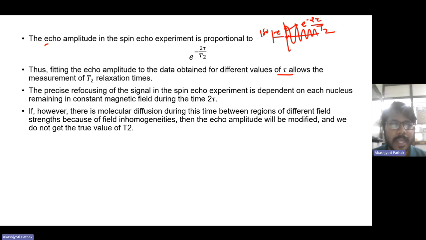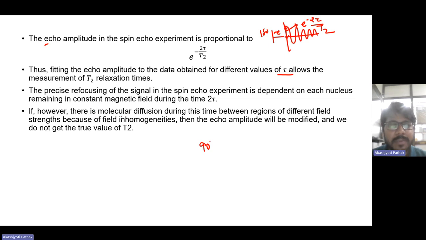The precise refocusing of the signal in the spin echo experiment is dependent on each nucleus remaining in constant magnetic field during the time 2 tau. We have seen that when the 90-degree pulse is given, there will be dephasing, and after the 180 pulse there will be refocusing of the signal, which is dependent on each nucleus remaining in constant magnetic field during the time 2 tau.